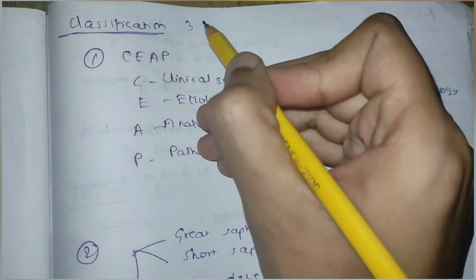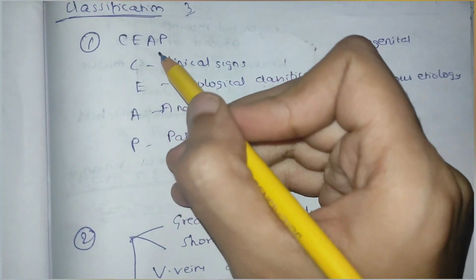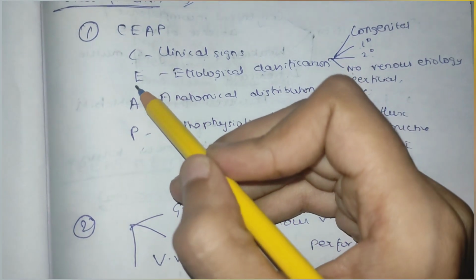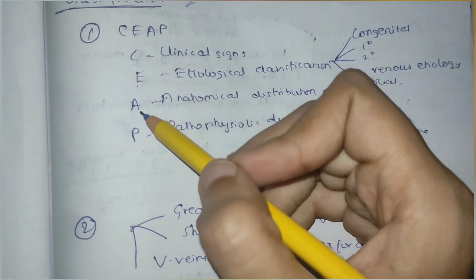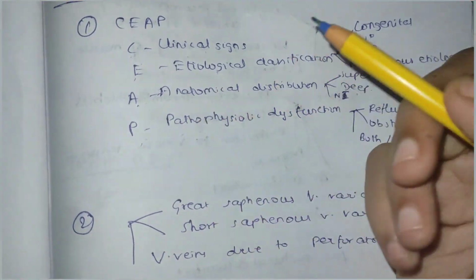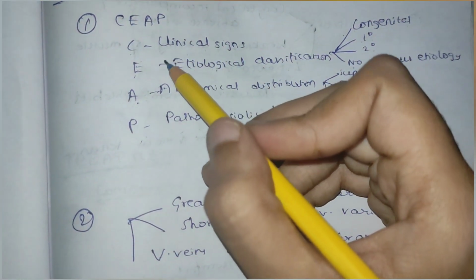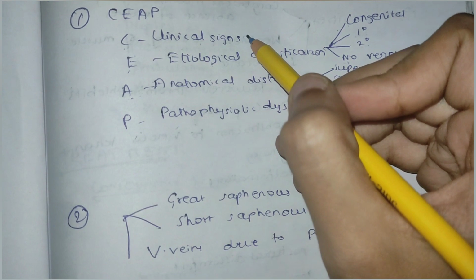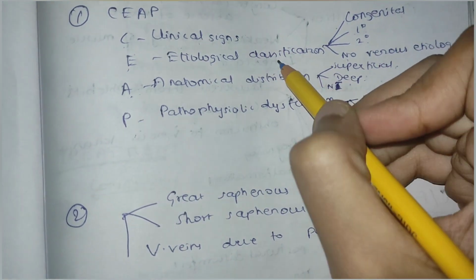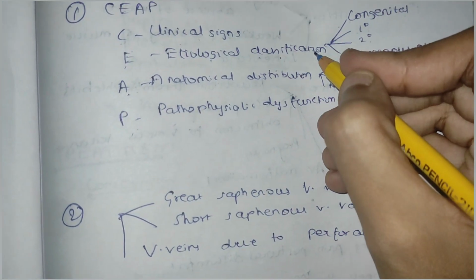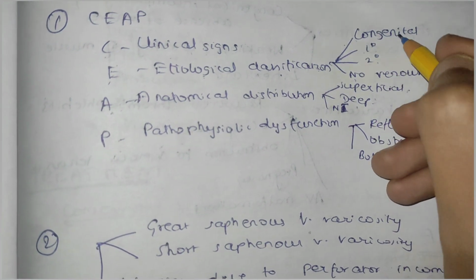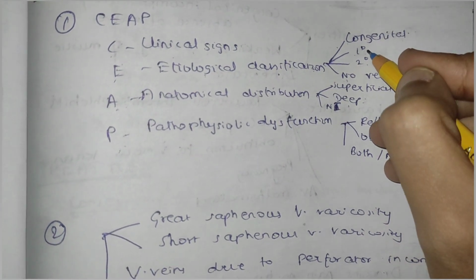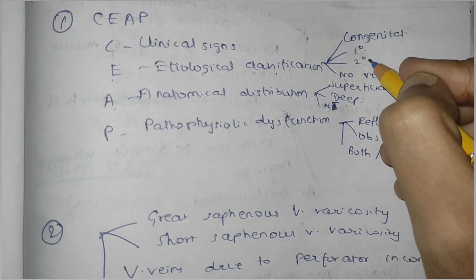There are three types of classification. The first one is the SEEP classification. SEEP is expanded as clinical signs, etiological classification, anatomical distribution, pathophysiological dysfunction. So first one is clinical signs. It is graded on different grades. Based on etiological classification, it is classified as congenital, that is, present from birth, or primary, or secondary to some diseases.